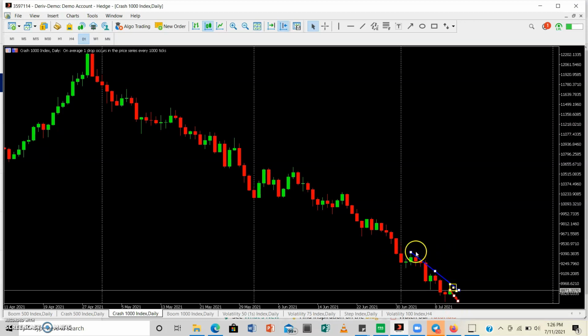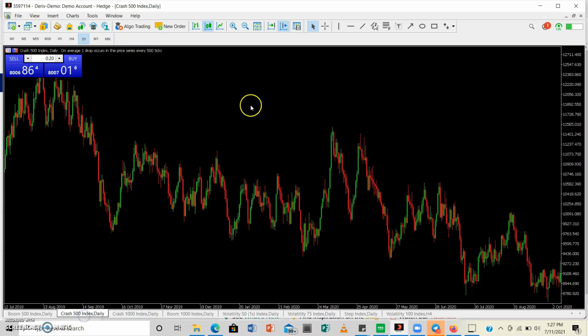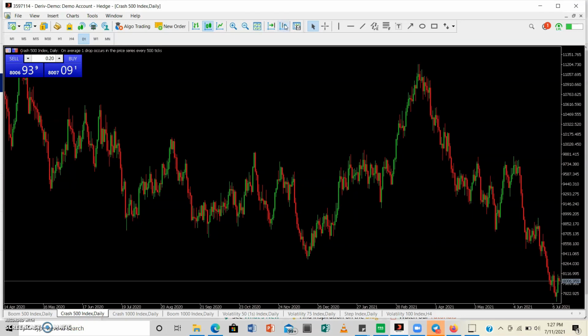If you see these failed bullish momentums, they just indicate that there's this strong bearish momentum. So I'm going to keep on holding onto my sell trades for Crash 1000 throughout the week and see how it's going to be. Going on to Crash 500, we're going to look for opportunities again.